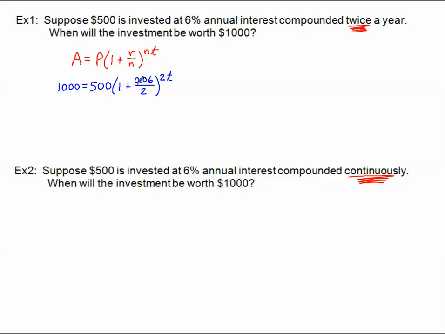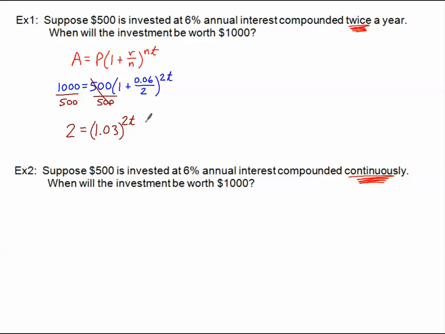So the one that's farthest away is usually the one that goes first. So I'm going to divide this 500 out of here. Divide both sides. That's just a coefficient, so it's usually the first thing to go. 1,000 divided by 500, of course, is 2. And over here, I'm going to get this base to be together. 0.06 divided by 2 is just 0.03. And 0.03 plus 1 is just 1.03. So that's not too bad. I don't need it in parentheses. I'll keep it in parentheses, raised to the 2t power.